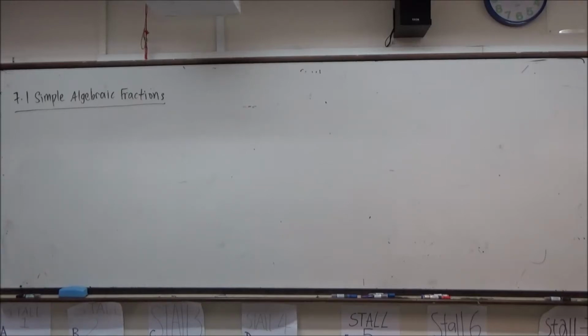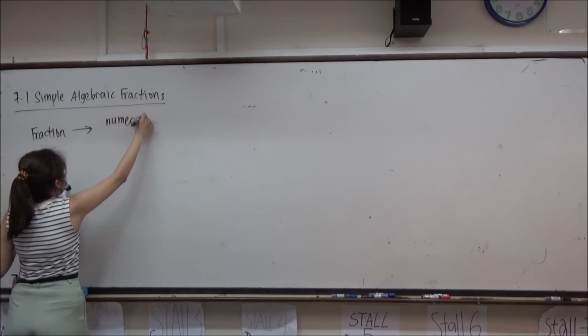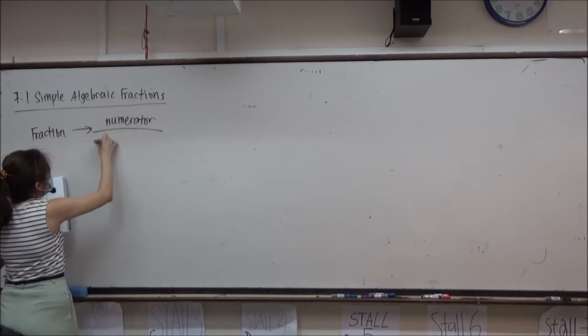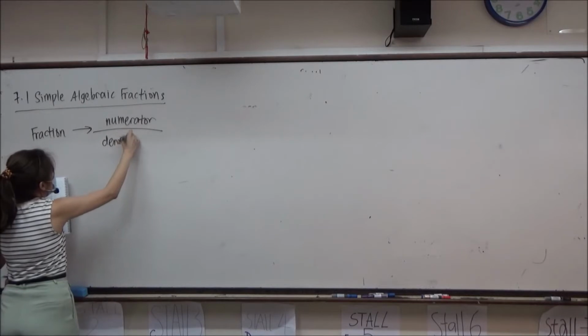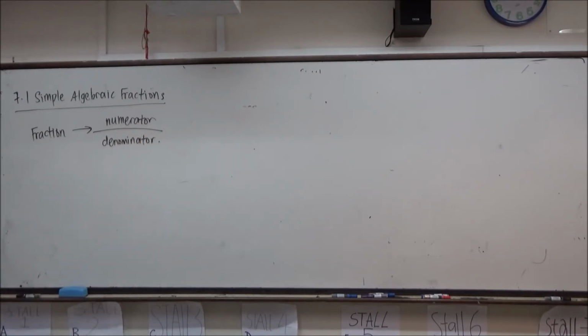Today we're going to be looking at algebraic fractions. So what are algebraic fractions? We definitely know what a fraction already is. A fraction is something that has a numerator and then a line, and after that there's a denominator. So an algebraic fraction is simply a fraction whereby the numerator and the denominator are in algebraic terms. Okay? So having an algebraic expression itself.